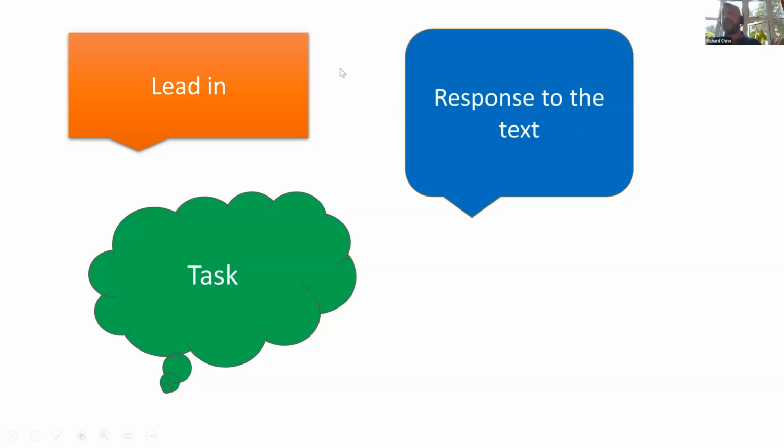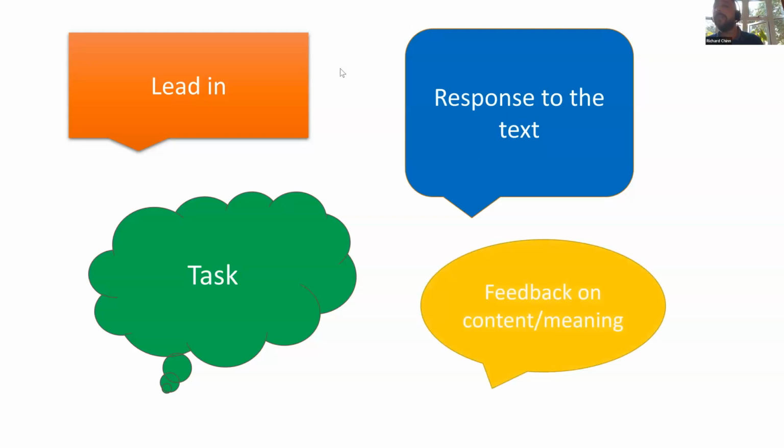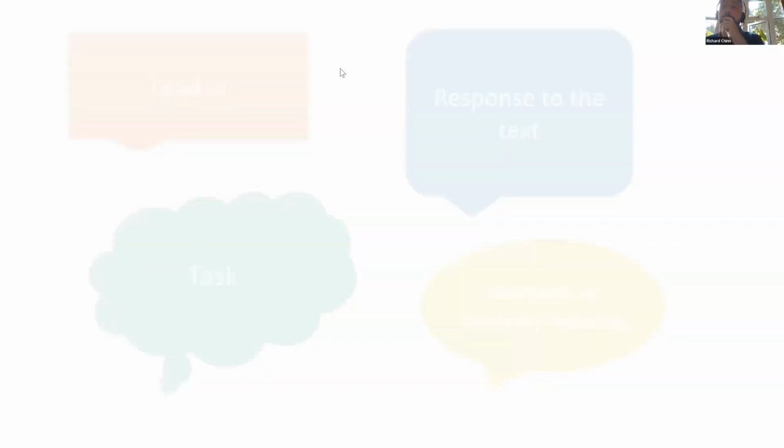It could be the response to the text when you've read the text, rather than just going through the comprehension questions. How do we deal with what the students' ideas are about what they think the text is about? This is a rich source for emergent language as well. And feedback on content and meaning in a lesson as well. These are different areas where emergent language at rich moments can happen.